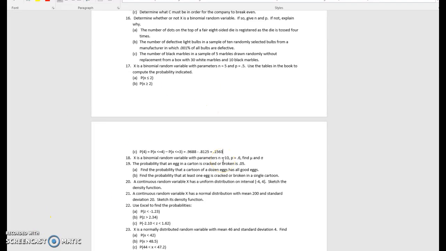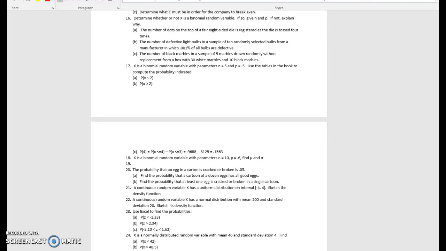Let's now look at number 18. X is a binomial random variable with parameters n equals 10, p equals 0.6. We want to find the mean and the standard deviation. All right, so if we know we've got a binomial random variable, these computations are actually fairly quick and easy. So let's just recall that if you look back at your formulas, the mean is equal to n times p. So in this instance, n is 10, p is 0.6. This is going to give us 6.